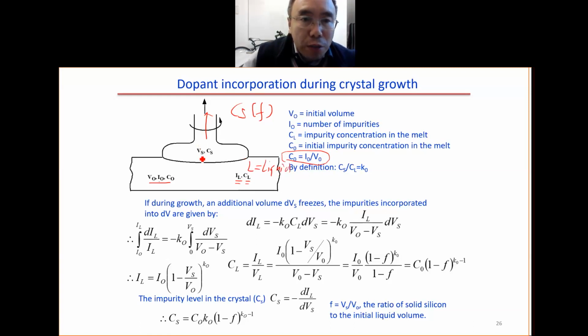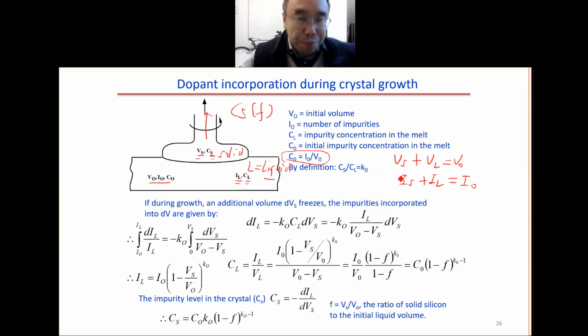So in the solid, we have the volume Vs, concentration Cs. S means solid. Obviously, Vs plus VL is equal to V, the total volume. So obviously we have this kind of relationship.